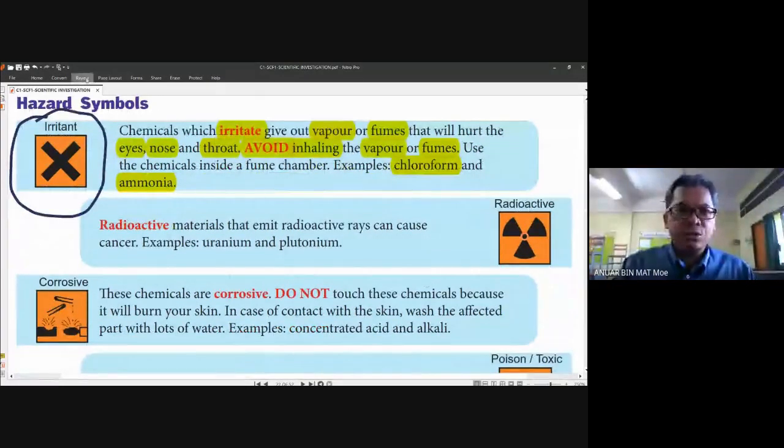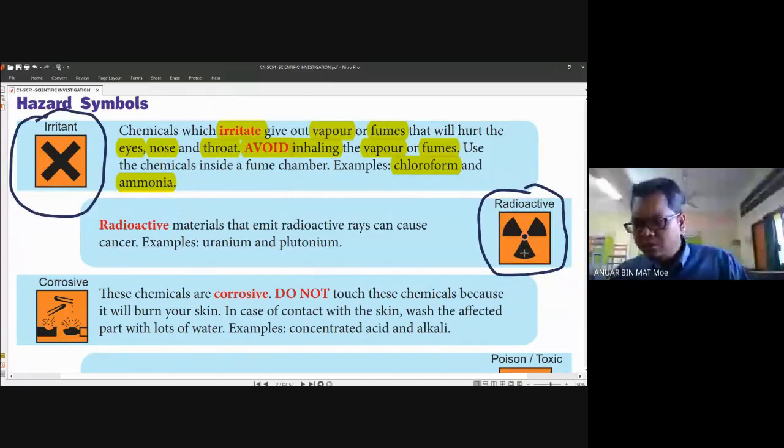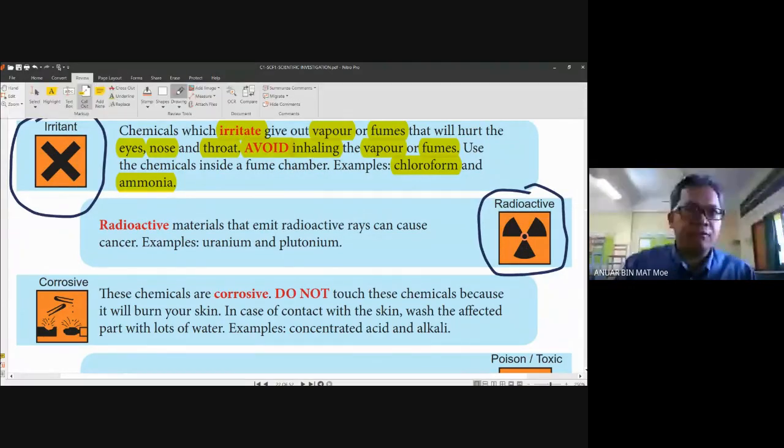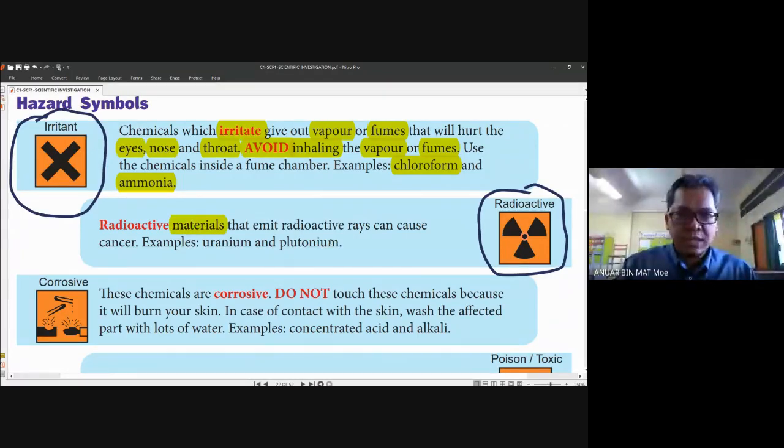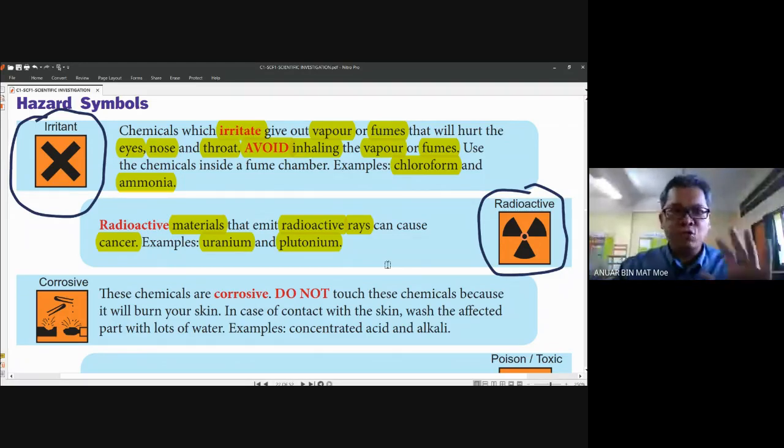Okay, number two is radioactive. You can see the symbol here looks like a fan. What is the explanation? Material that emits radioactive rays can cause cancer. Examples are uranium and plutonium. But in Form 1, mostly we do not keep radioactive substances in the school. Maybe in a larger laboratory or at a university, there are radioactive materials. But in the school we do not hold this. You just try to understand that this is the symbol of radioactive.